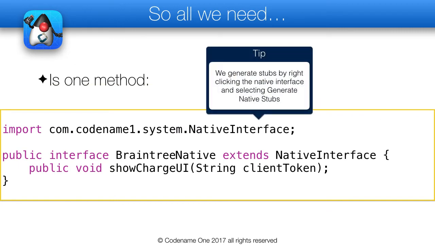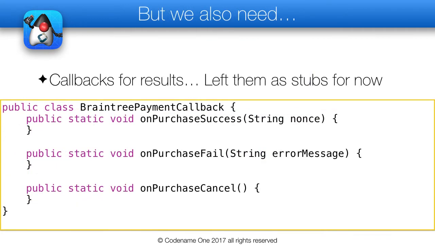This is something we can represent with this simple method. Once we implement that in the Java side, we can use generate native stubs to generate stub code for the various native platforms and fill up that stub code. One important piece that's missing from the native interface is the callback code. We need to monitor callback events so we can know if a purchase succeeded or failed.